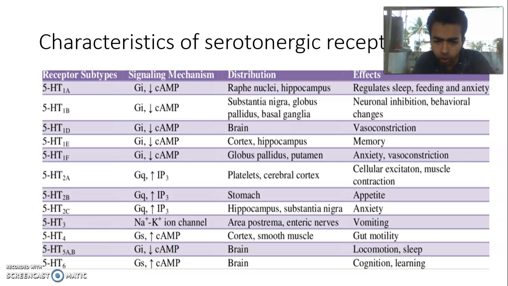5HT4 is found in the cortex and smooth muscle, and its effect is on gut motility. 5HT5A and B you find in the brain, and 5HT6 is also found in the brain. The function of 5HT5A and B is in locomotion and sleep, and 5HT6 is in cognition and learning. So these are some of the characteristics of the serotonergic receptors.